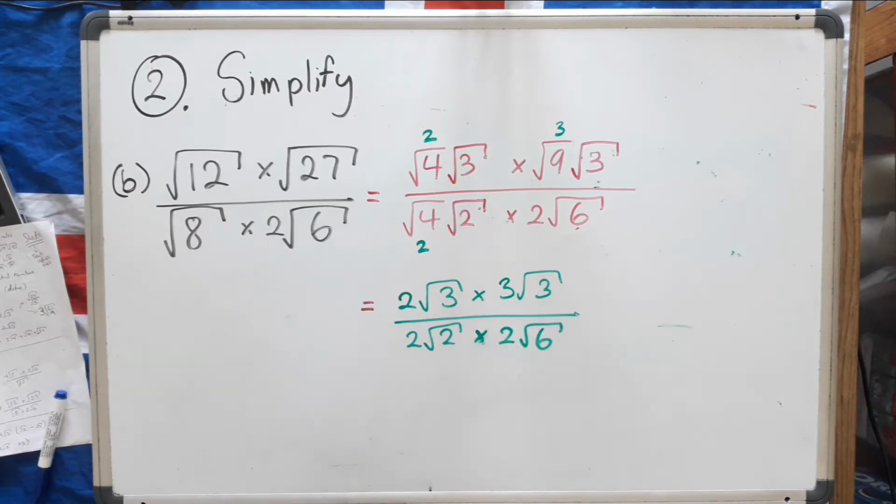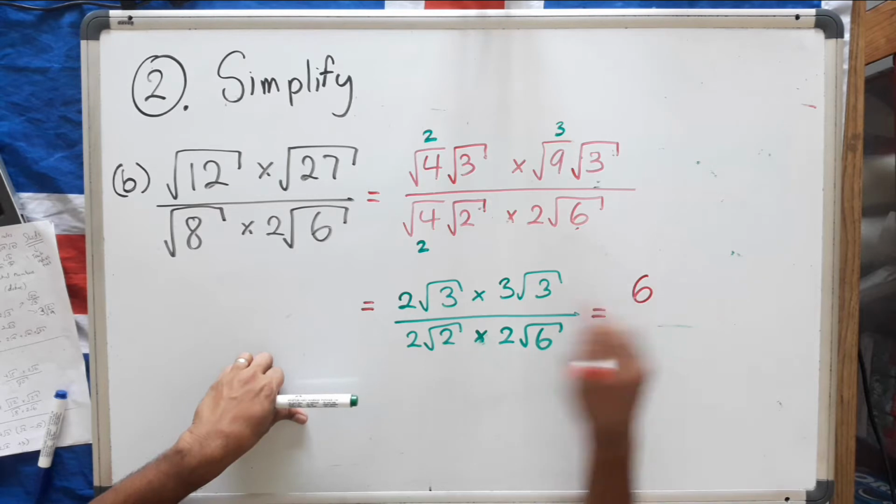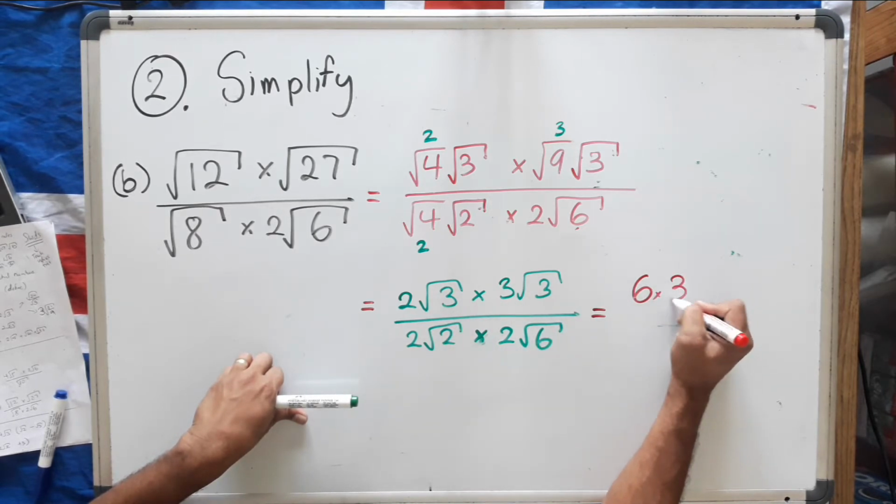Let's see what happens here. We're multiplying. So 2 by 3 is 6. And the square root of 3 multiplied by the next square root of 3 will just give us 3.